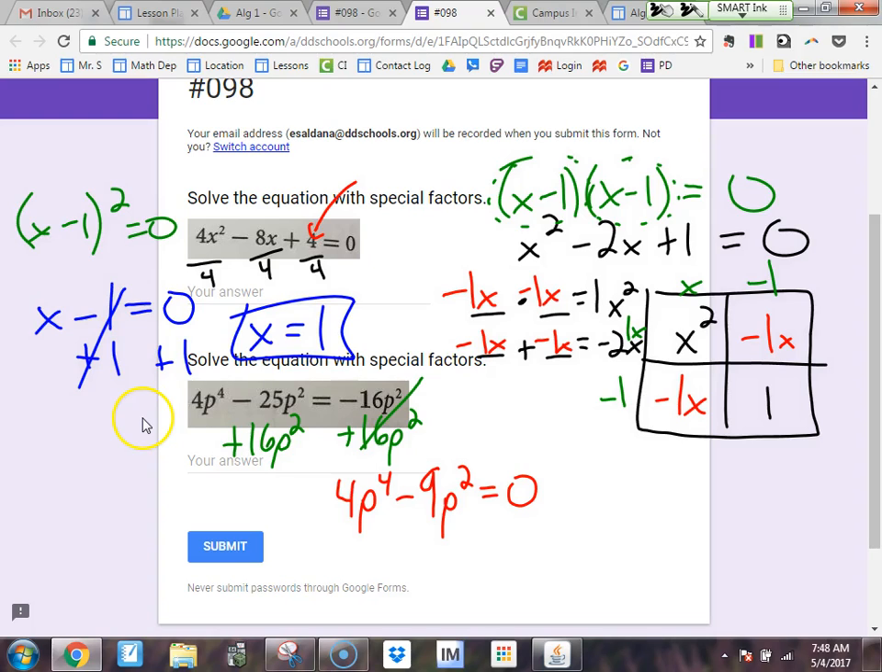Before we do anything else, like the very first problem that we did, we check to see if there is a greatest common factor. What is the greatest common factor for this problem? It actually isn't a number. It's a letter, P. I can divide by actually more than P. I can divide by P squared from each one of these.